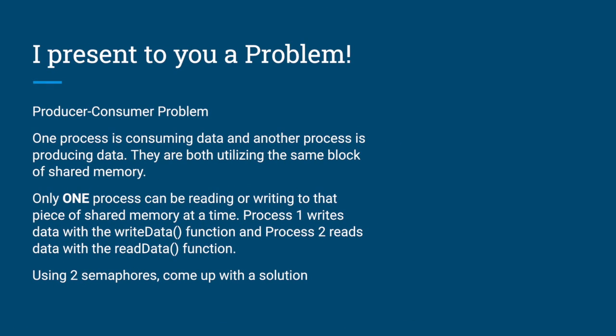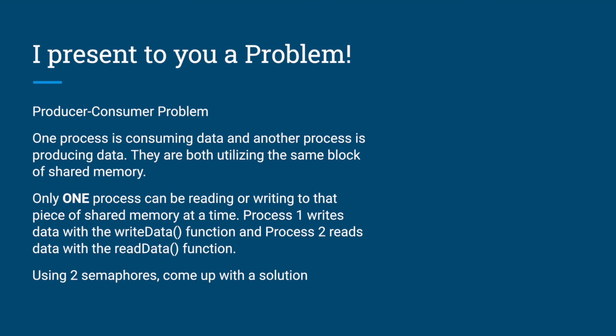Let's go through another problem together. It's going to be simple like the last one, and we're going to work through the solution together. So this one is going to be a producer-consumer problem. One process is consuming data, the other process is producing the data. So one is reading the data, the other is writing the data. They're both utilizing the same block of shared memory.